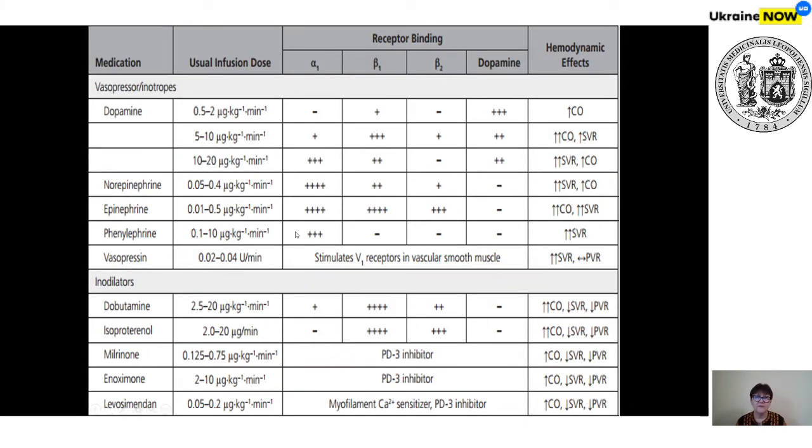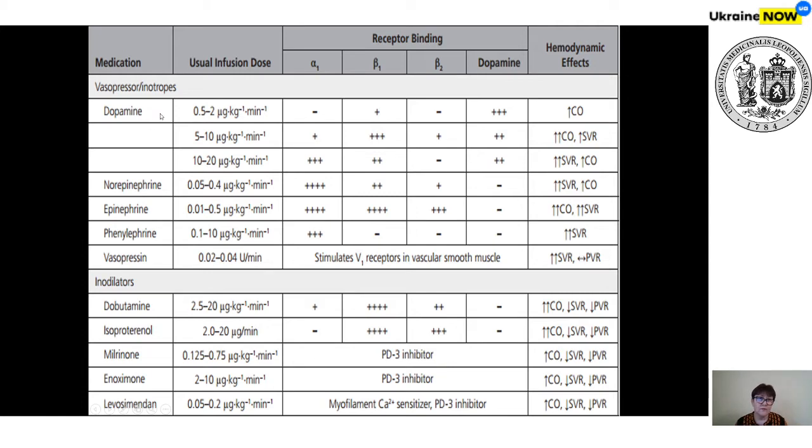In this table, you can see the action of the main vasopressors and inotropes. Receptor binding of alpha-1 provides peripheral vasoconstriction, including internal organs. Beta-1 has mainly an inotropic effect on cardiac muscle. Beta-2's main effect is bronchodilation, and there may be an effect on dopamine receptors, and the hemodynamic effects on cardiac output, systemic vascular resistance, and pulmonary vascular resistance.